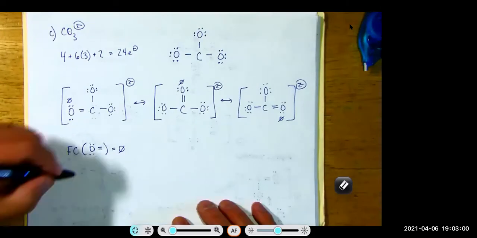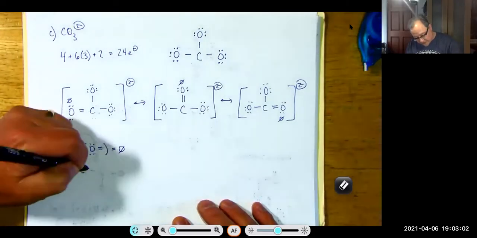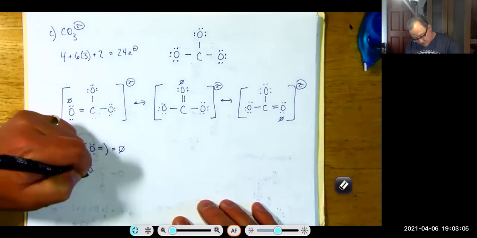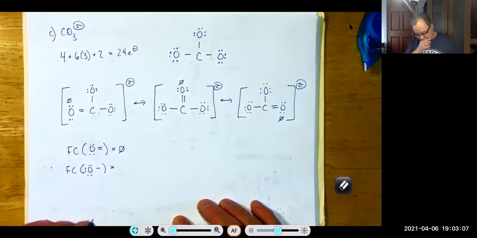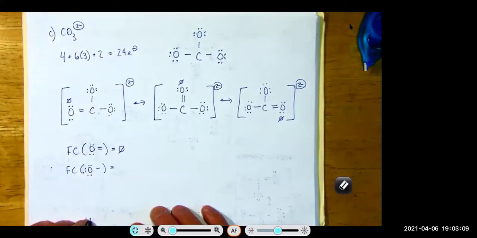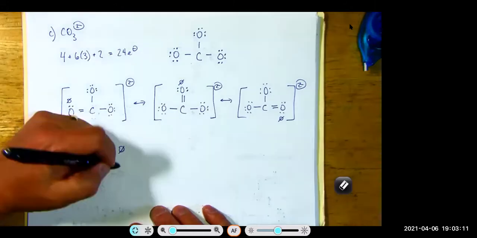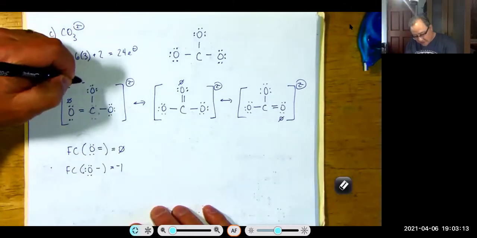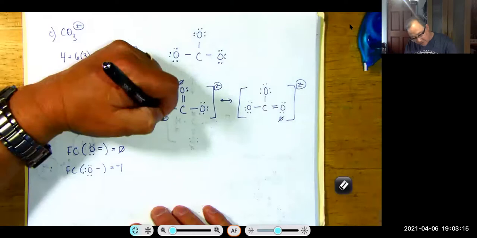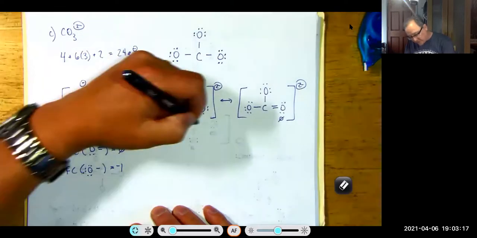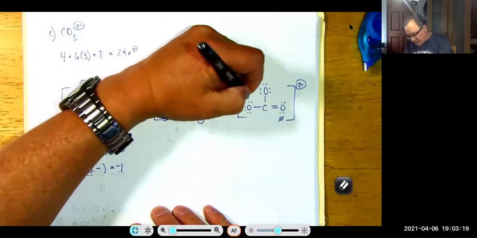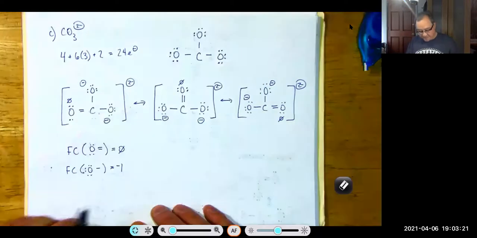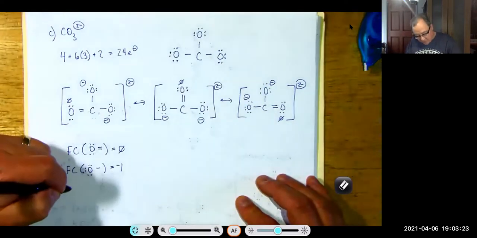Let's do an oxygen that has a single bond. What's the formal charge? A -1. So here's one with a single bond. Here's one with a single bond. Here's another one with a single bond. Here's one with a single bond. Oh gosh, there's lots of them. How about a carbon with 4 bonds?